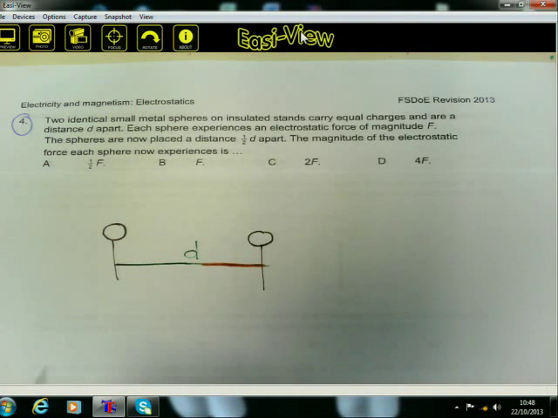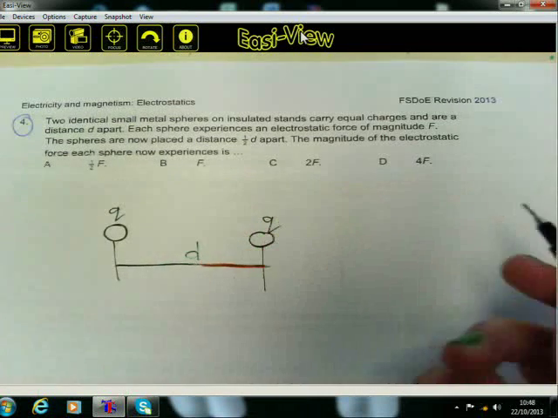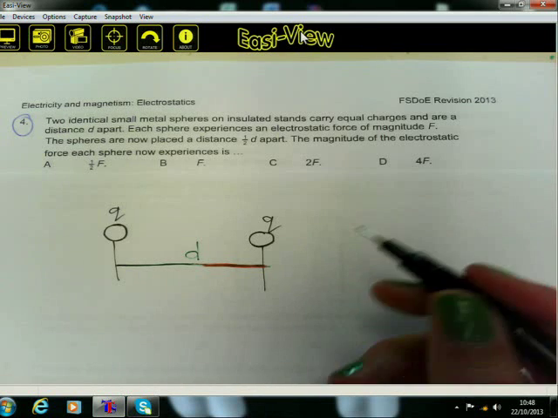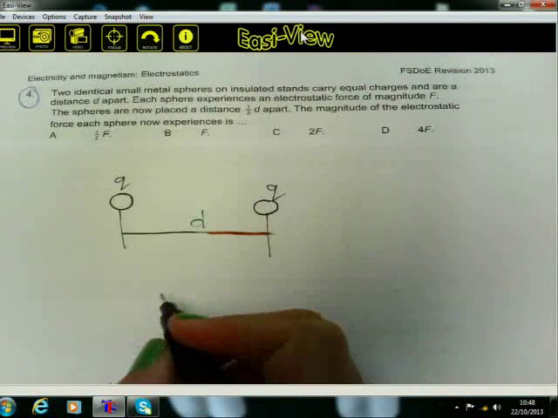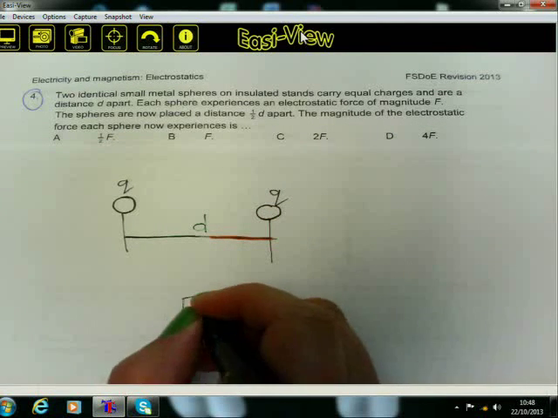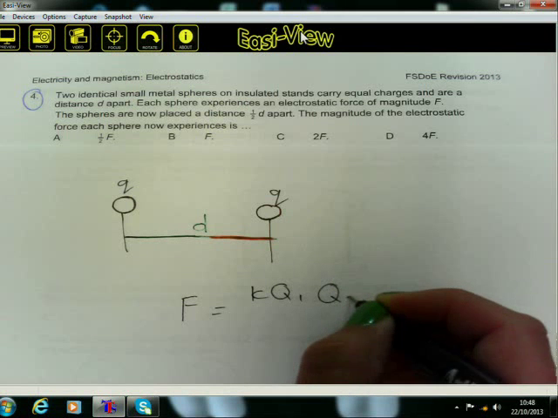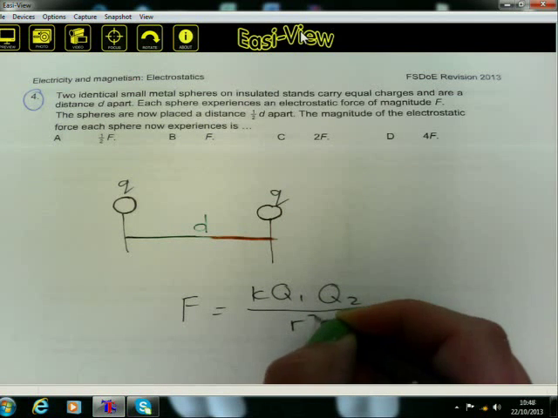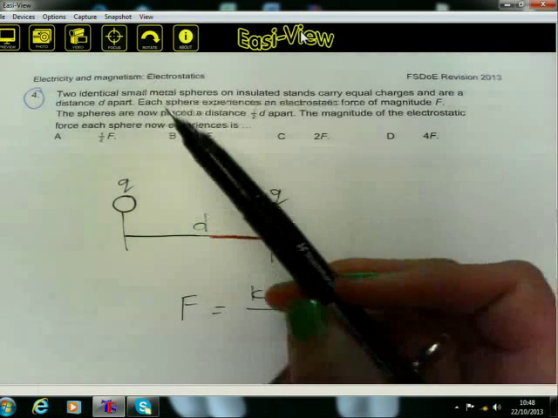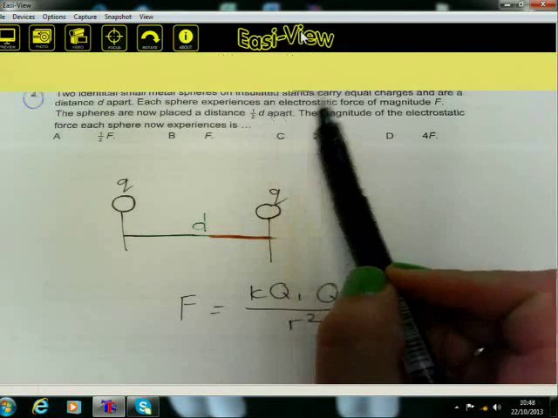Let's try the pen. Okay, so they have equal charges and they are a distance d from each other. If we write the equation from Coulomb's law, if you want to know the magnitude of the force, it will be F equals K Q1 Q2 over R squared. Now the question is, the spheres are now placed a distance half d apart.